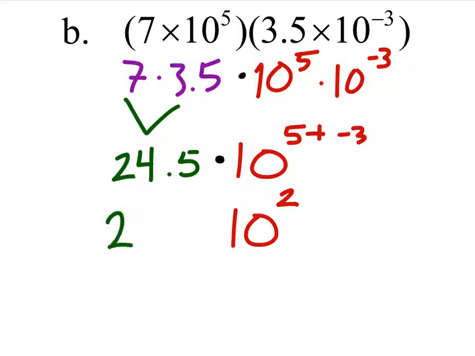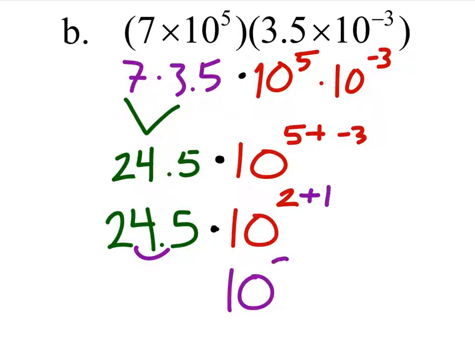But now I've got, this is not formal scientific notation still. So I do need to move the decimal one place to the left. So I'm making that big number smaller, so I'll have to make the exponent bigger. So I end up with 2.45 times 10 to the power of 3.